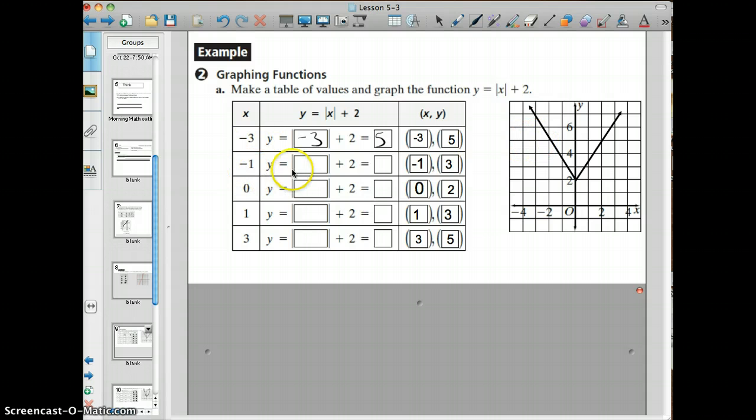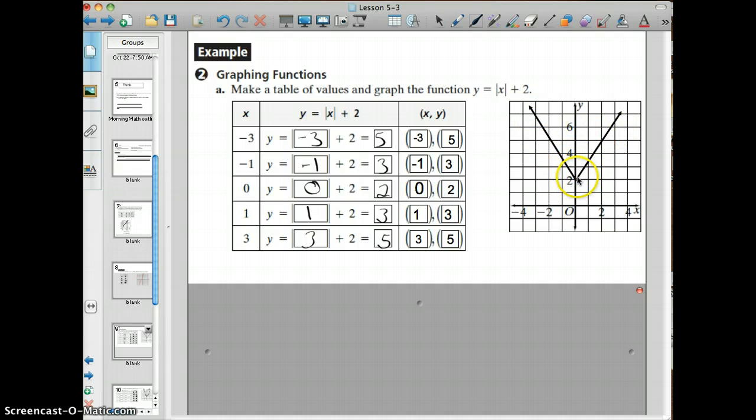Let's plug in -1. The absolute value of -1 is 1, plus 2 is a total of 3. If we plug in 0, the absolute value of 0 is still 0, add 2 for 2. Plug in 1, absolute value of 1 is still 1, plus 2 is a total of 3. And then plug in 3, absolute value of 3 is 3, plus 2 is 5. So here we have the points listed. When you plot these points on your coordinate plane, you'll see how it forms a V shape.